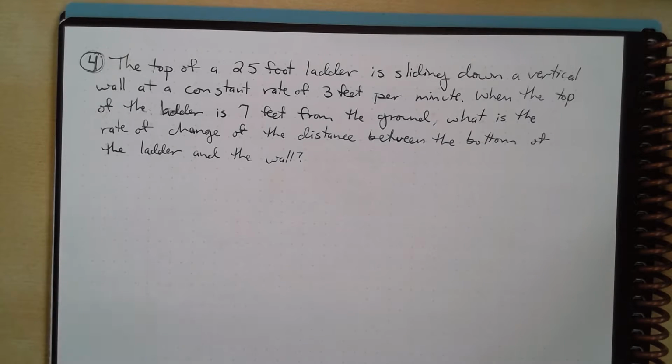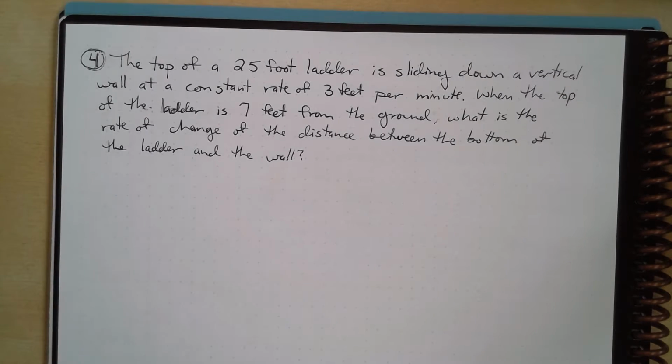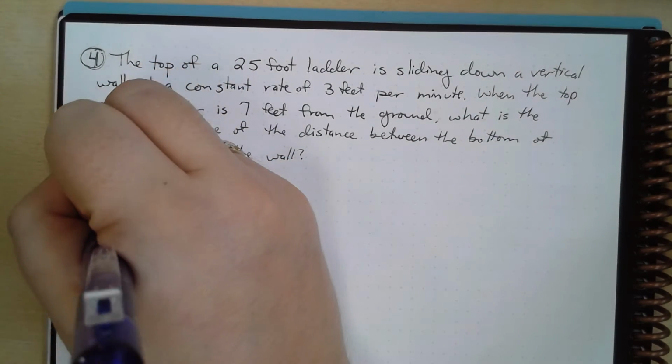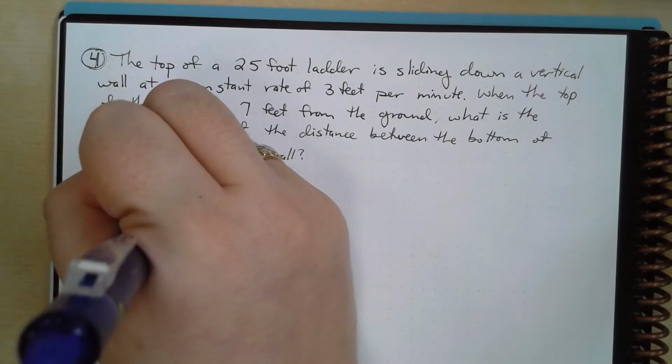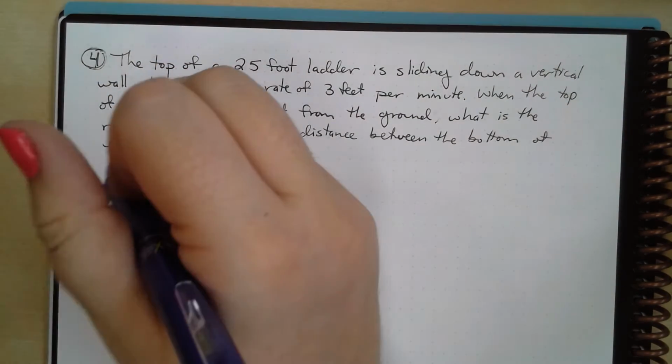Now, I'll tell you, I've seen problems like this in calculus time and time and time again. A lot of times with a problem like this, I find it easiest to draw it out a little bit. So I've got a wall there, and I've got a ladder against that wall, okay? So the ladder's 25 feet.